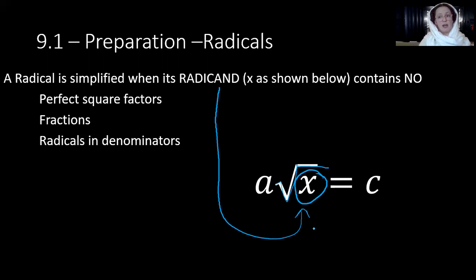So what we're going to be doing for the first bit of this is simplifying these radicals, which means we need to make sure that there's no perfect square factors. We did factors when we were solving quadratics with factoring. If you think about that T that we made where we listed our factors, that's what we're going to be looking at, except we're only going to look at perfect squares. So the radicand can't have any perfect squares still inside it. It cannot have any fractions, and it can't have any radicals in the denominator.